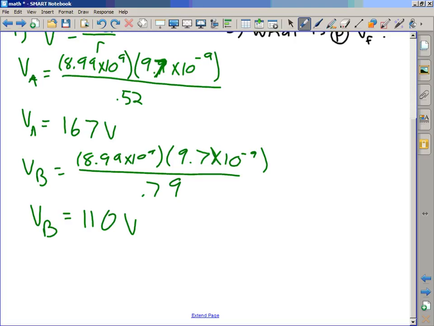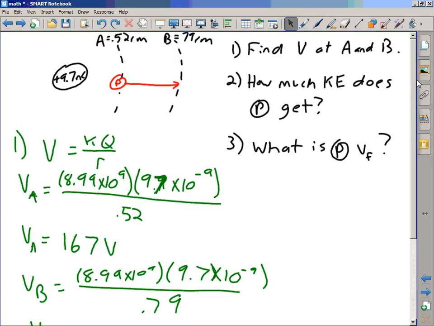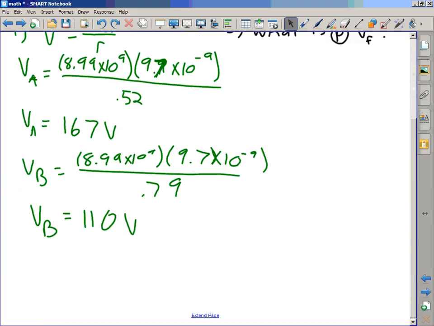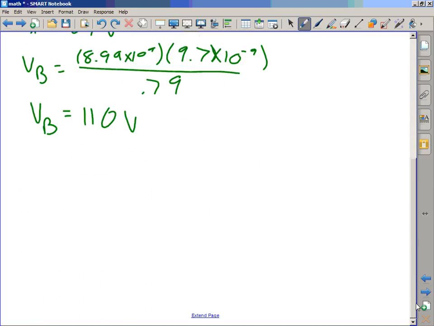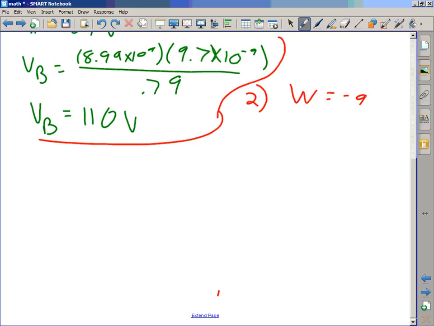Number 2 asks, how much kinetic energy does the proton get? How much energy does the proton get? Now I'm going to want to use an equation that deals with energy and the little charge. That's work equals negative q delta V. Work and energy are the same thing. Work-energy theorem.